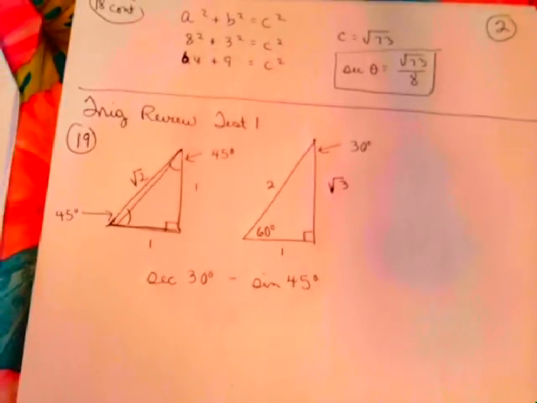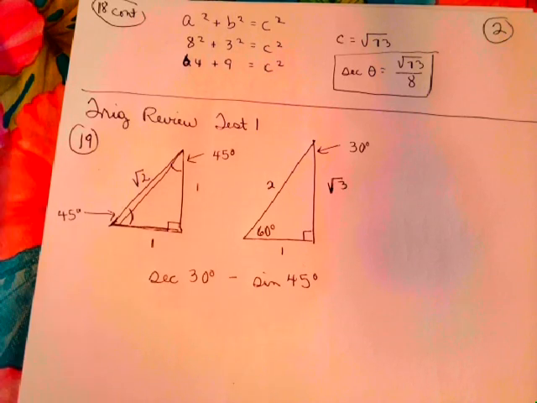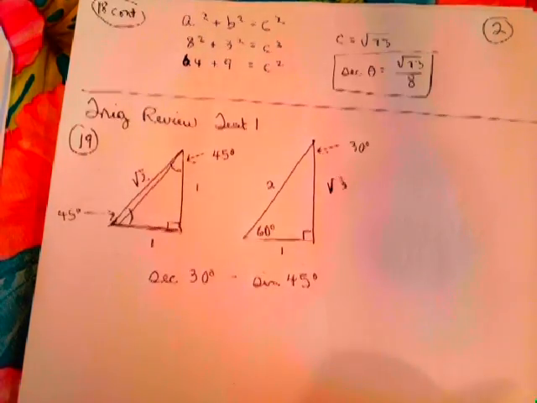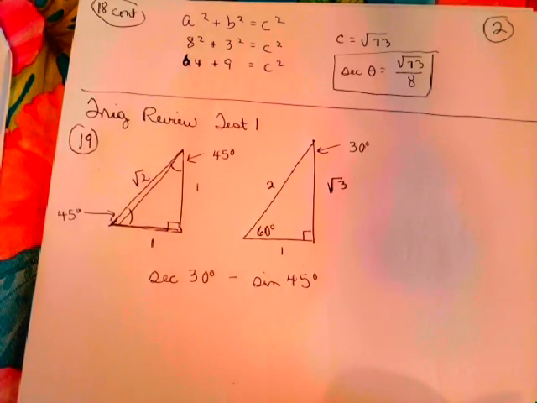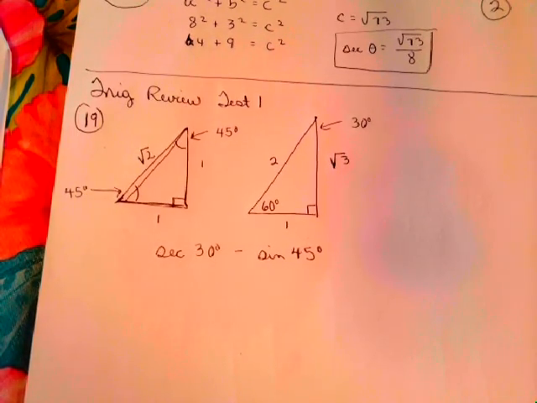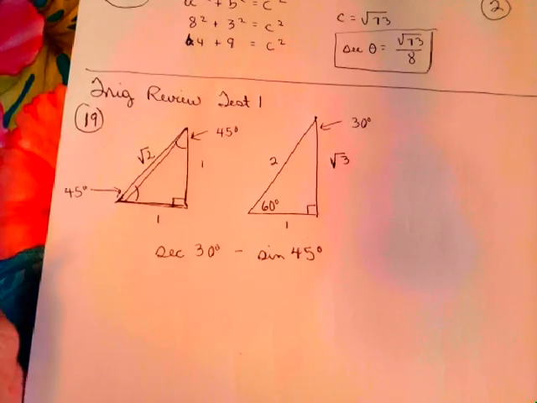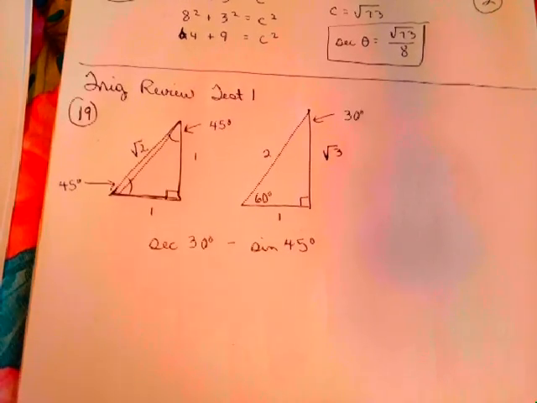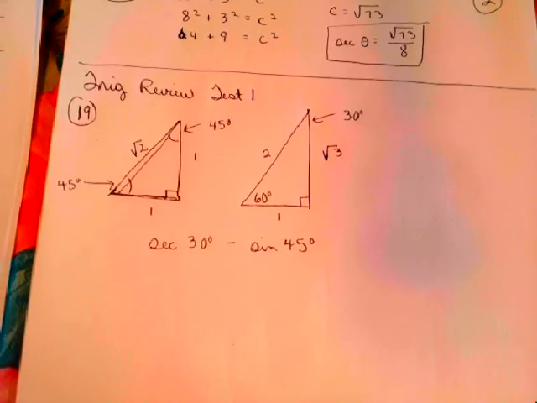We're working on problems 19 through 23 for the trig review for test 1. If you're looking at your study guide, you see these two problems, these two triangles drawn. They've labeled the sides. They want you to find the secant of 30 degrees minus the sine of 45 degrees.